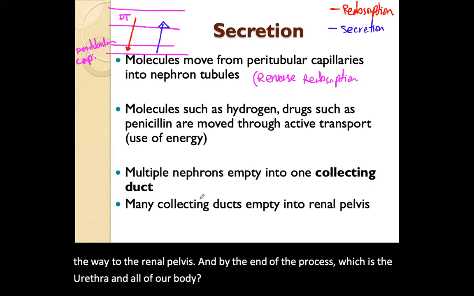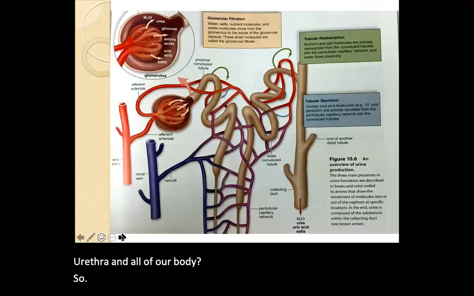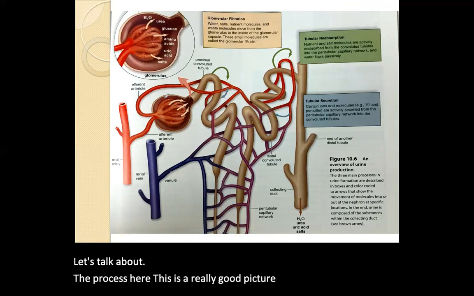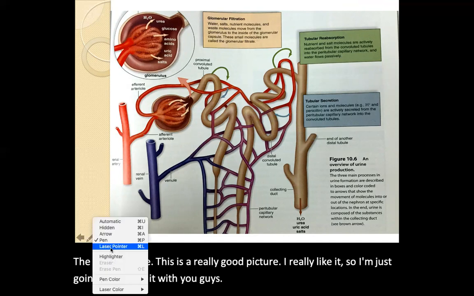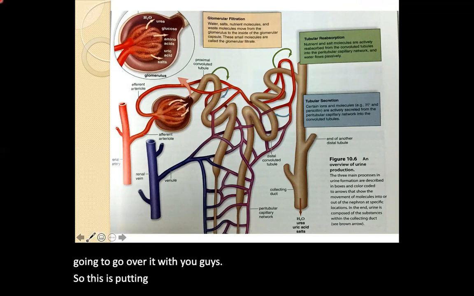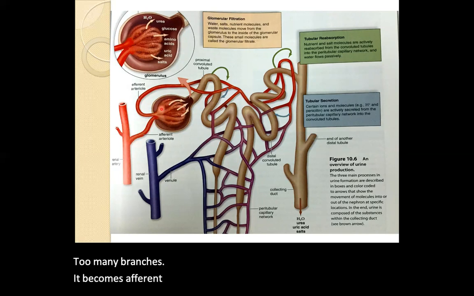So let's talk about the process here. This is a really good picture. I really like it, so I'm just going to go over it with you guys. This is putting everything we learned in one place. So the renal artery brings the blood through many branches. It becomes the afferent arteriole, which becomes the glomerulus. The glomerulus is where you have your filtration.